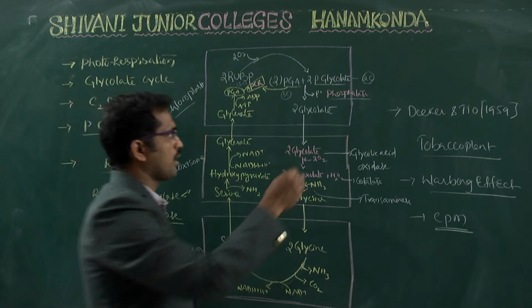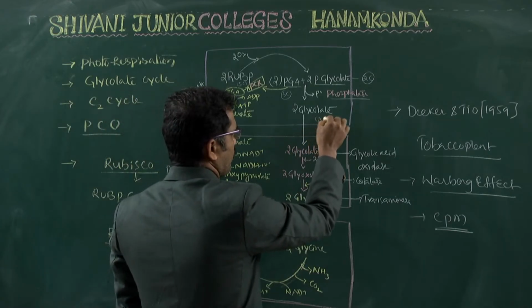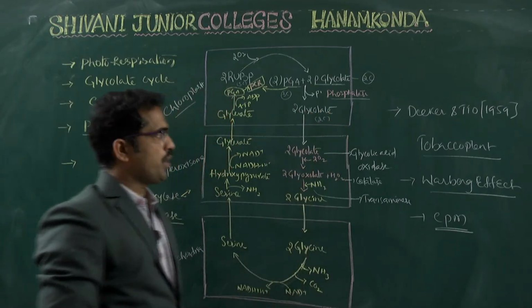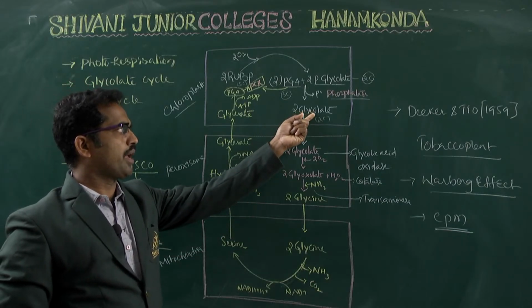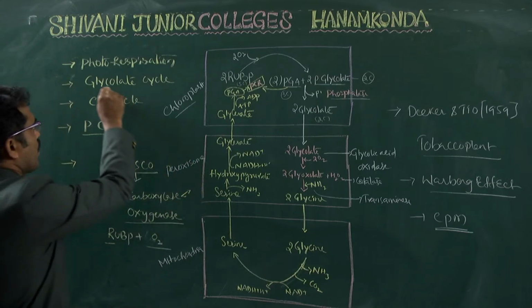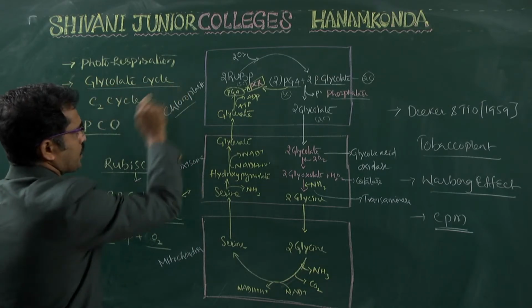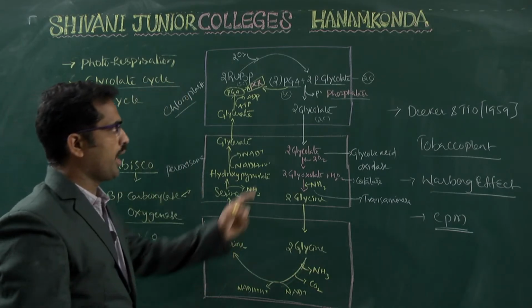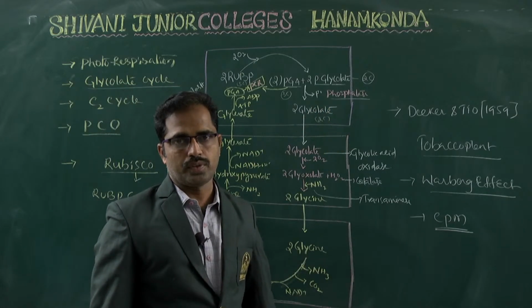This is the 2 carbon compound, 2 molecules of glycolate. The 2 molecules of glycolate are the stable product. That is why this cycle is also called the glycolate cycle.